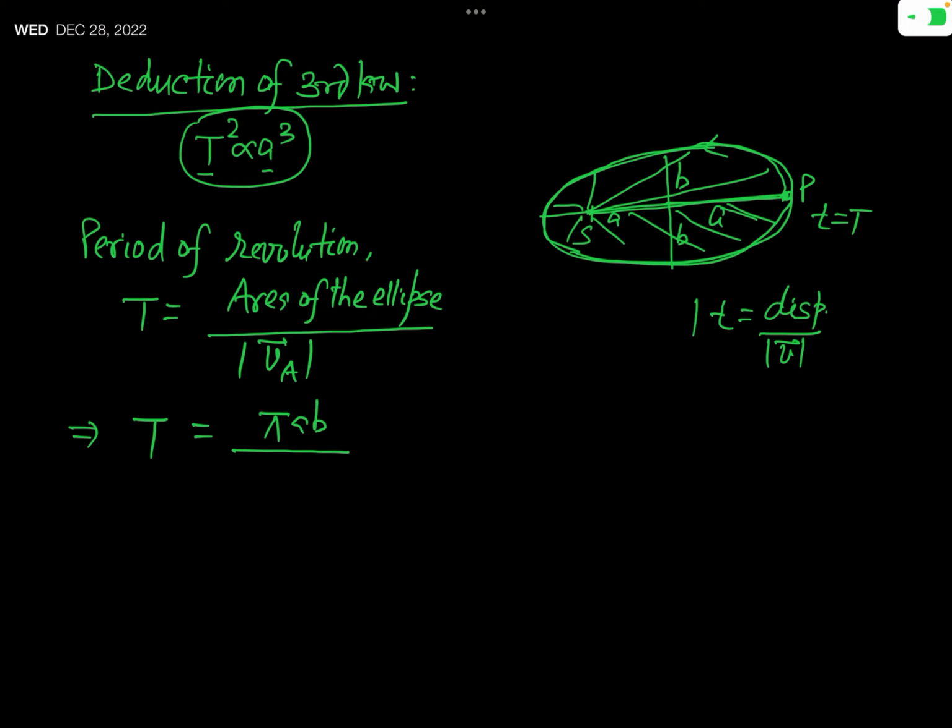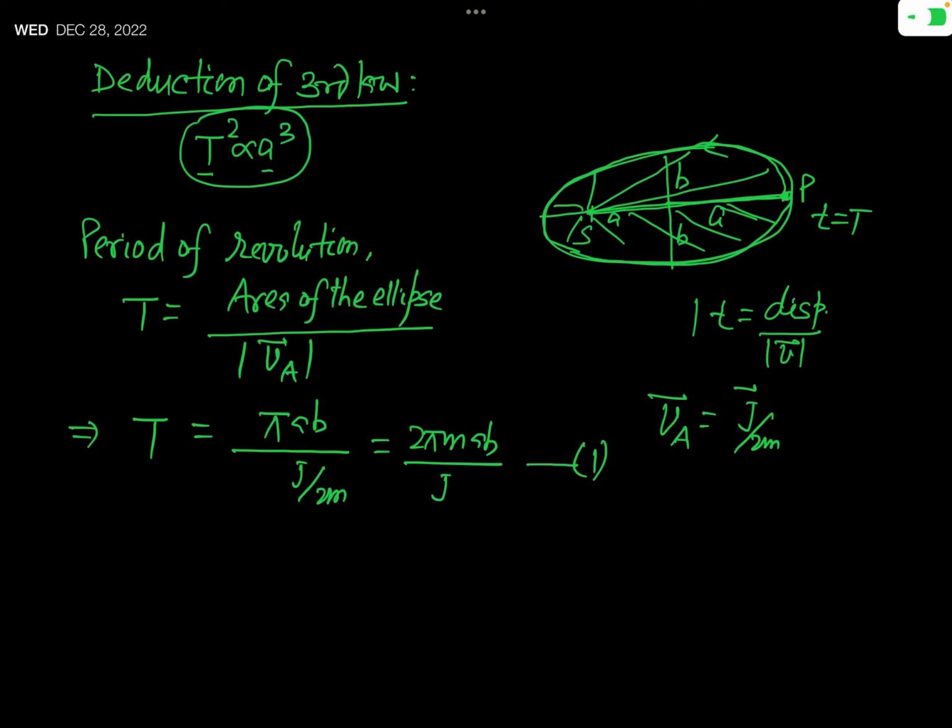And for the modulus of VA, you have seen that this VA vector, which is the areal velocity vector, is vector J by 2m. So its magnitude will be simply J over 2m. And so you can say that T is 2 pi m AB divided by J. Say this is equation number 1.